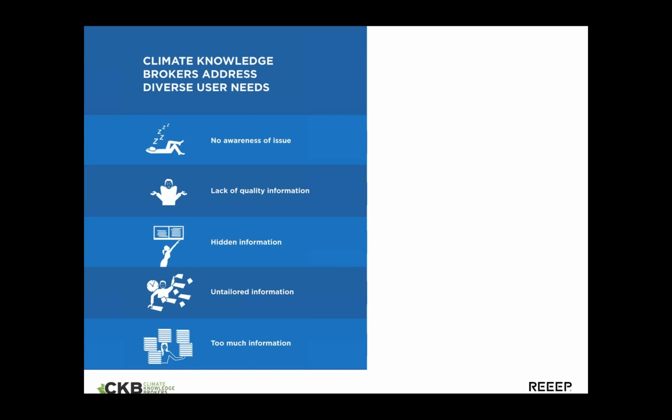Then there is the untailored information, which means it's just a vast amount of information being presented, and it's not possible for the user to identify what's relevant for them. And then the last one is it's simply too much, simply an overwhelming amount of information.